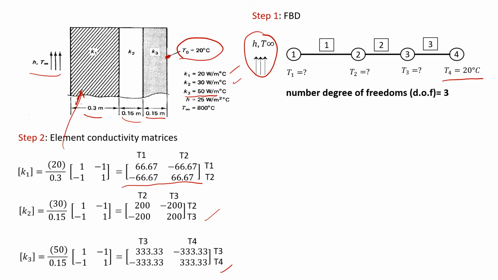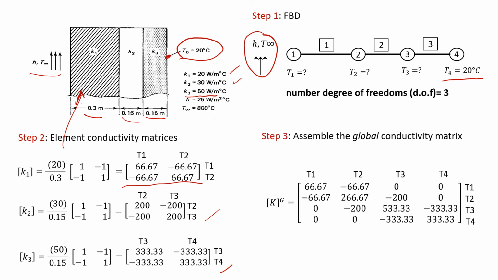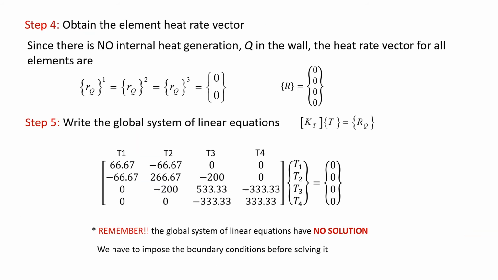Once we have the element matrix for each element, then we can assemble them in the usual manner to obtain the global conductivity matrix for this problem, as shown in this slide. The next step is to obtain the element heat rate vector. However, since there is no internal heat generation in this problem, the heat rate vectors for all elements are 0, and the global heat rate vector is also 0. And the next step, once we have obtained the K global and the R global, is to write the global system of linear equations, which is KT equal to R. Remember, at this point, the global system of linear equations has no solution. We have to impose the boundary condition before we can solve it.